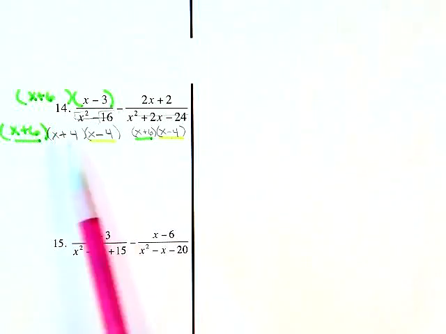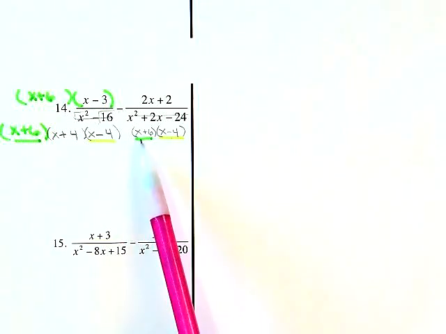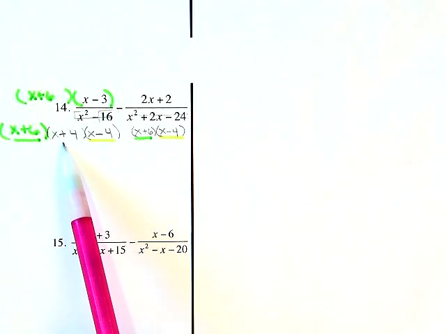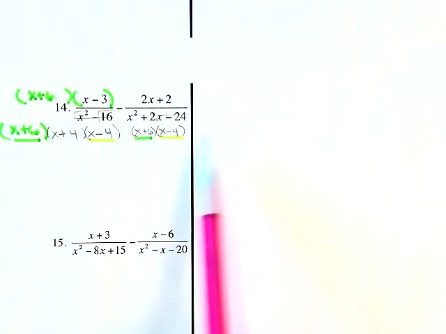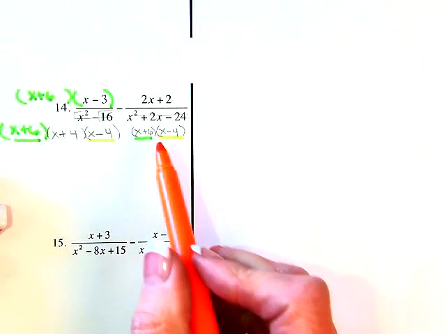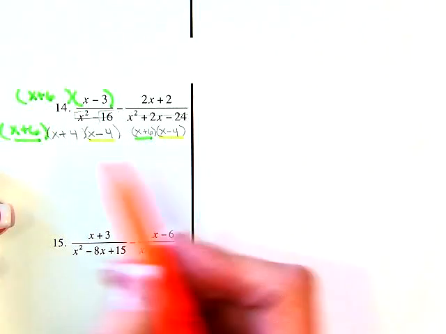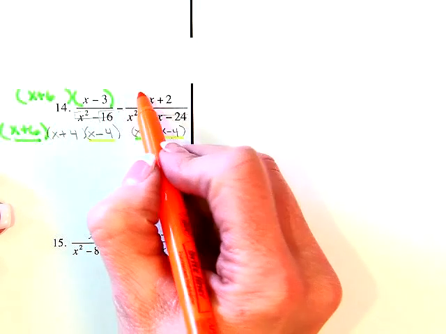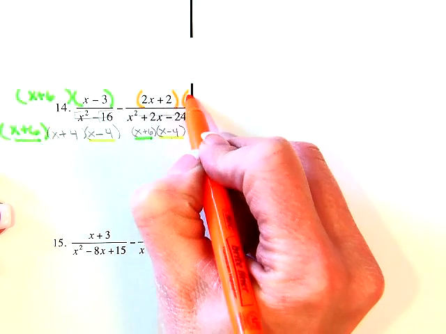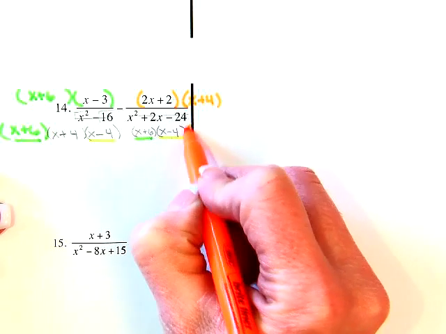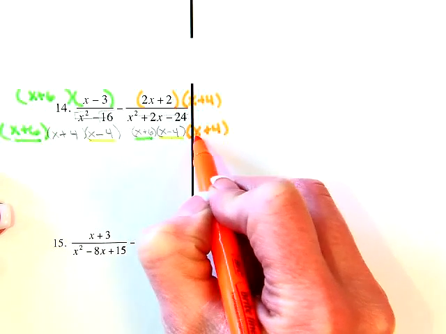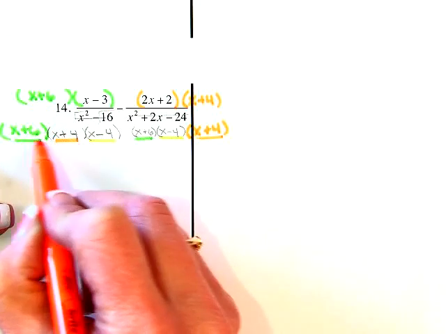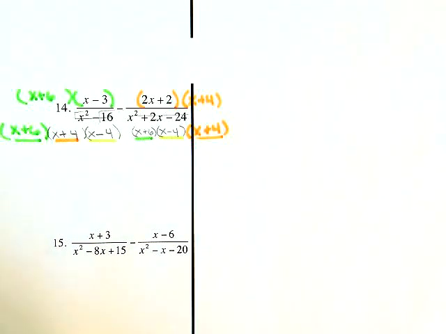So this denominator has 3 factors. Let's say 1 green, 1 yellow. This one has only 2, 1 green and 1 yellow. This one here is missing over here. So I need to make sure that it is a part of this denominator by multiplying by x plus 4 top and bottom. So I'm going to group this right away, and this is going to be an x plus 4 that I'm going to multiply by top and bottom. I'm going to underline for notes here. Those denominators are exactly the same.